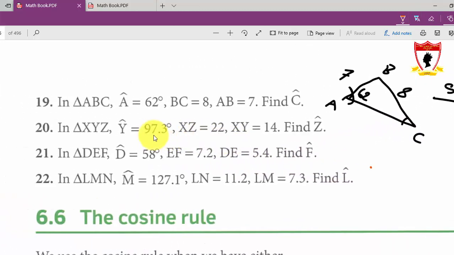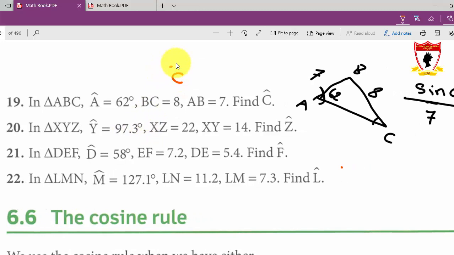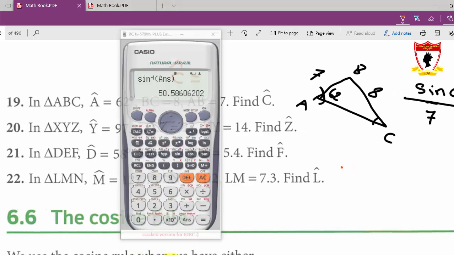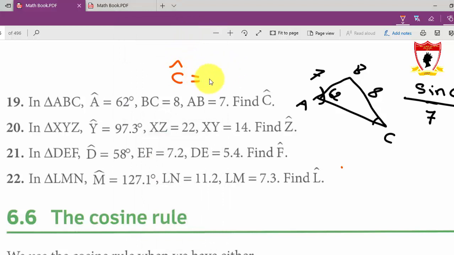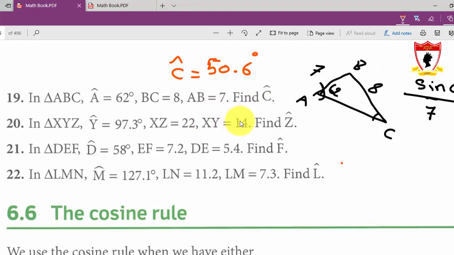Then in this question 19, angle C is 50.58, so we can say it's 50.6 degrees. If you round it to the nearest whole number, it will be 51. That was all about using the sine rule. I hope you find it easy.